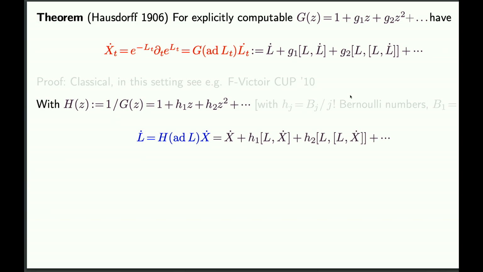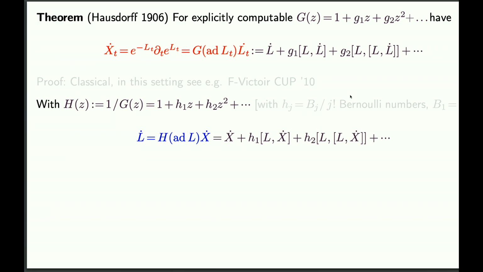And here we use this to put the ad operator. So this is just the linear operator that you get, as you see here, by left bracketing whatever you put in with this L here. And then you iterate this in this power series. This gives you this iterated commutator series here.